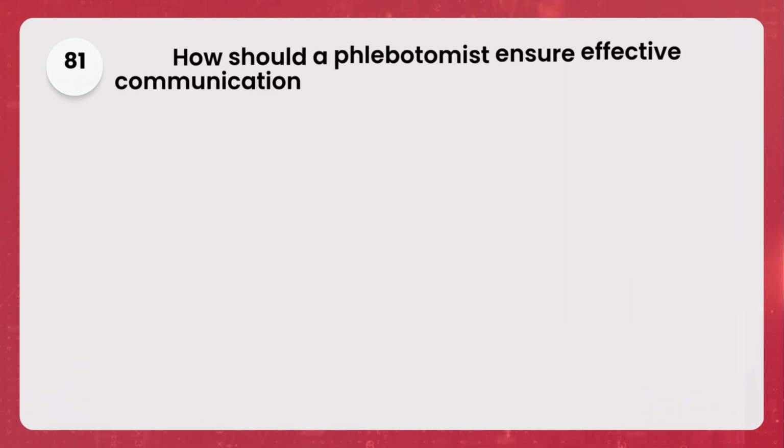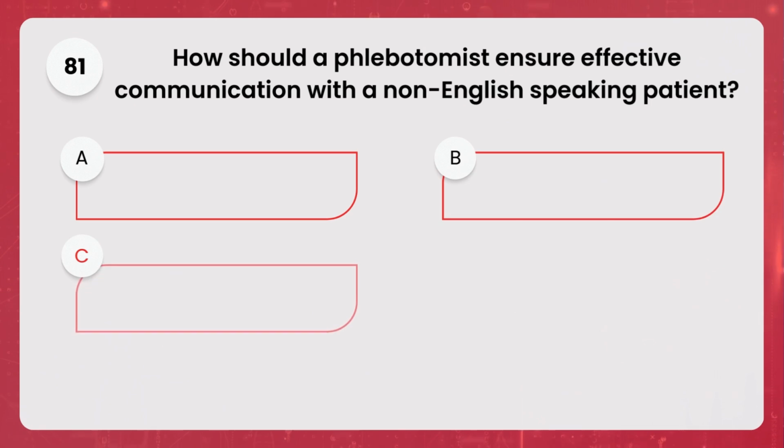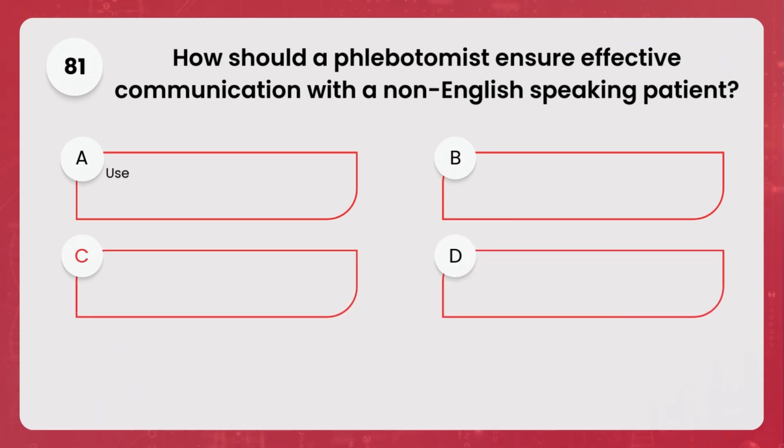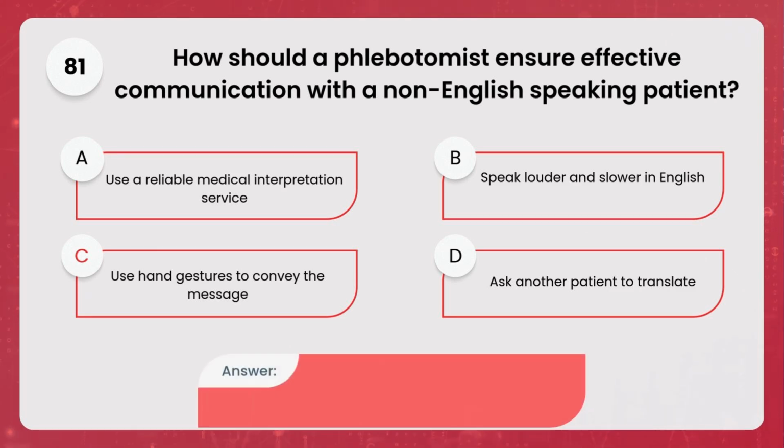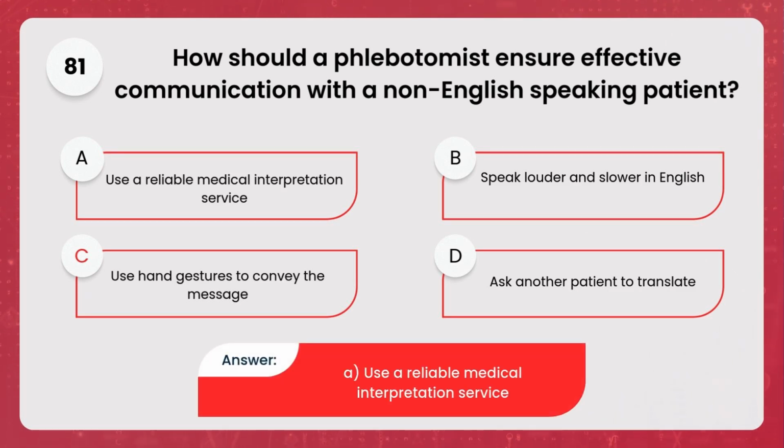Number 81. How should a phlebotomist ensure that information is communicated effectively to a non-English speaking patient? A. Use a reliable medical interpretation service. B. Speak louder and slower in English. C. Use hand gestures to convey the message. D. Ask another patient to translate. The answer is A. Use a reliable medical interpretation service.